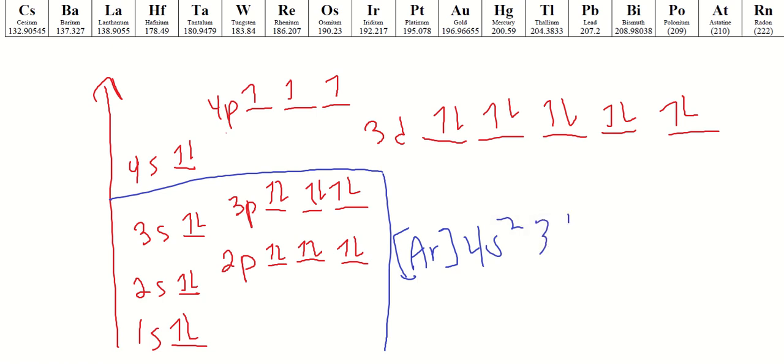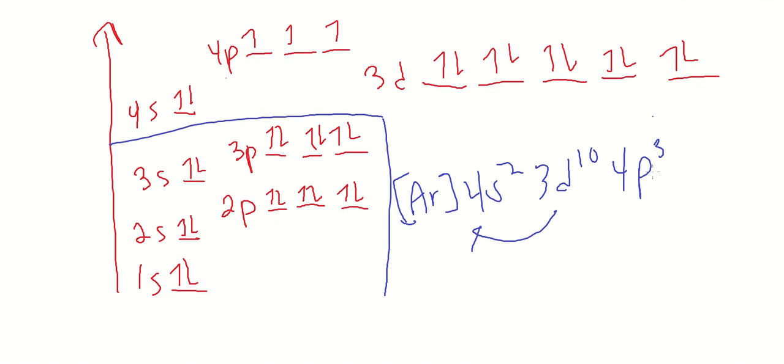So 4s2, 3d10, 4p3. And there's your noble gas notation. If you want to, you can put the 3d before the 4s, but this is fine.